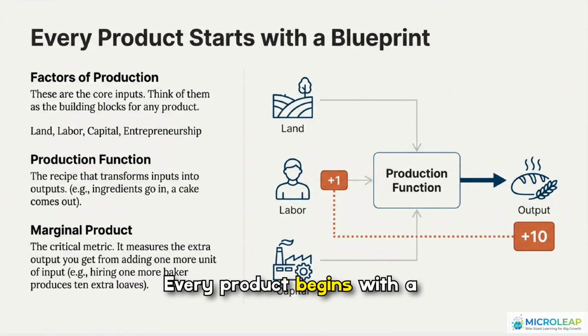Every product begins with a blueprint. Land, labor, capital, and entrepreneurship flow into a production function that turns inputs into outputs. And the critical metric to watch is marginal product, the extra output you get from one more unit of input, like hiring one more baker, producing 10 extra loaves in our diagram.